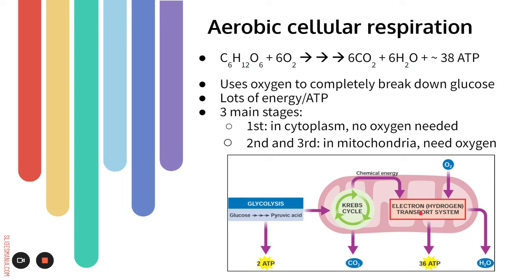And then the second and third step, we're moving the results of glycolysis, pyruvate or pyruvic acid. We're taking those pieces that we chopped glucose into and moving them into the mitochondria.